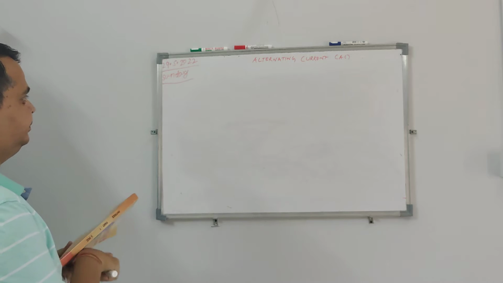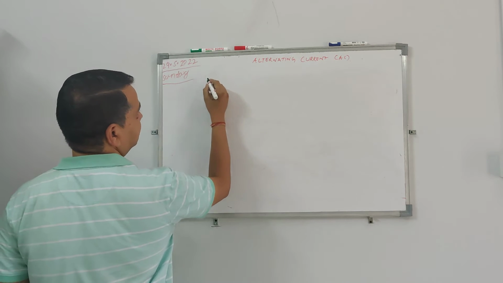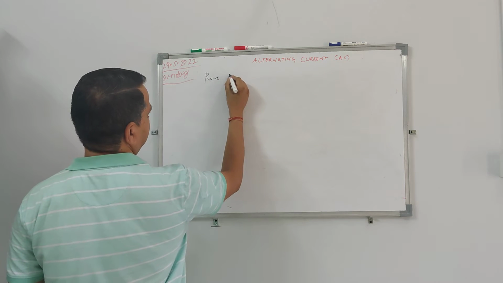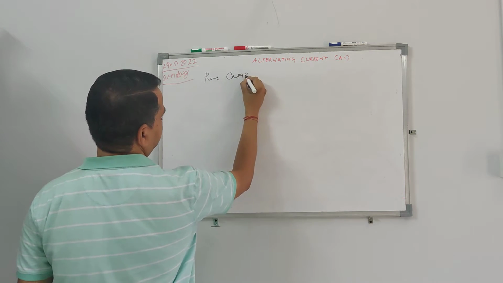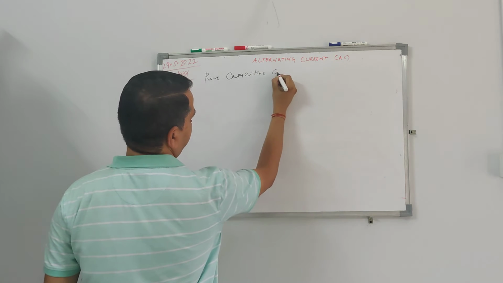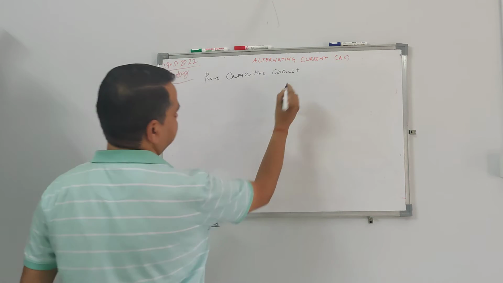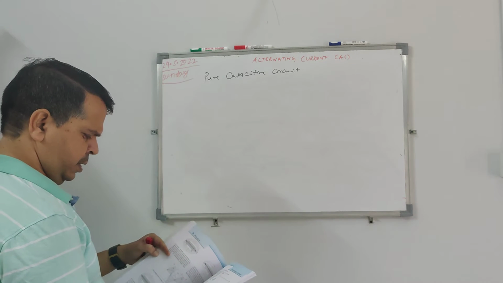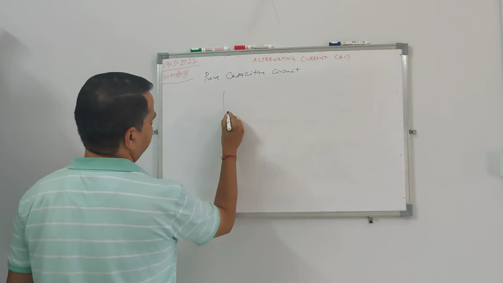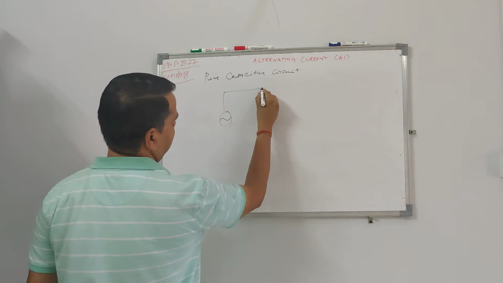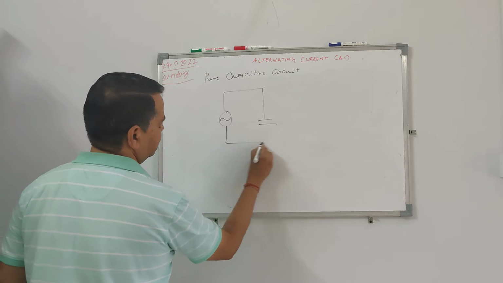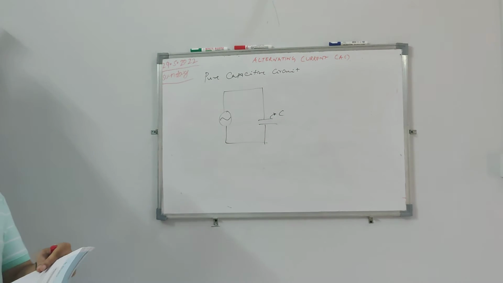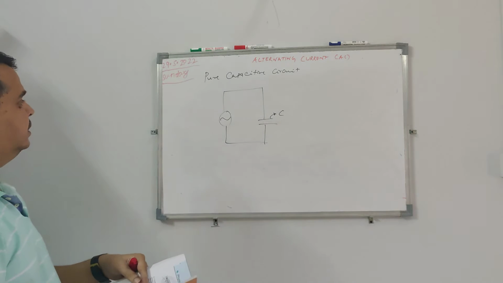So let me quickly do the pure capacitive circuit. So this is my circuit. I have a capacitor here, let's say the capacitance is C.